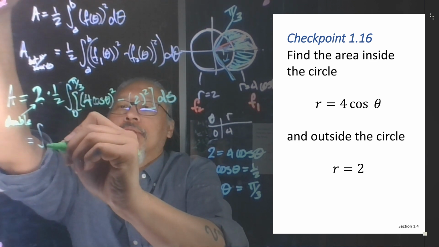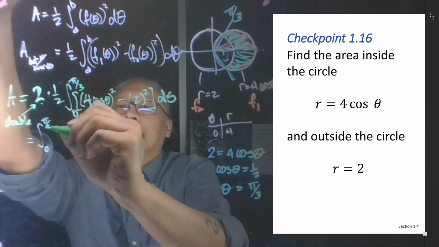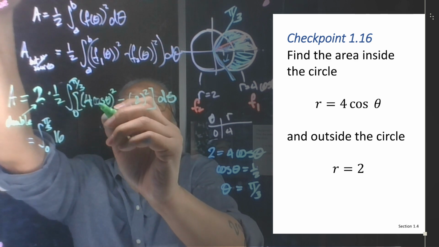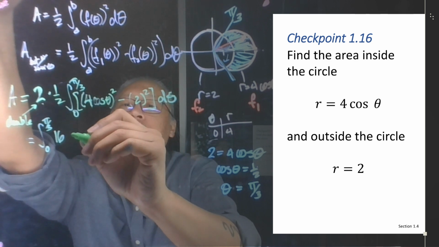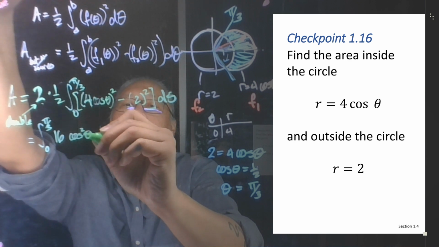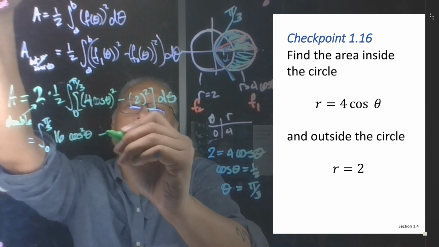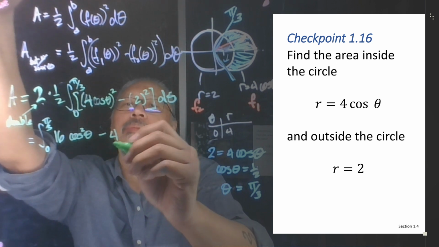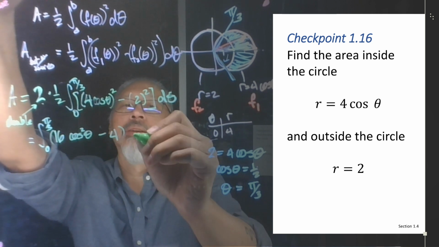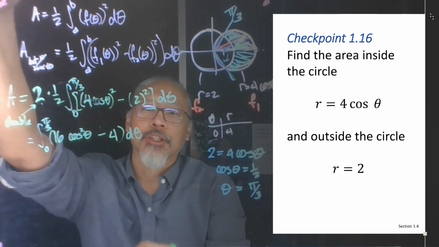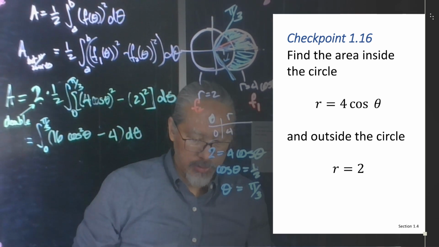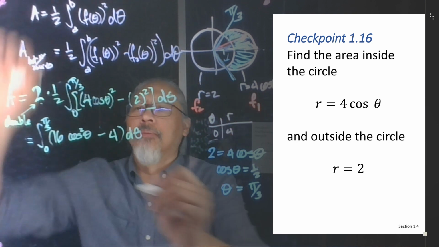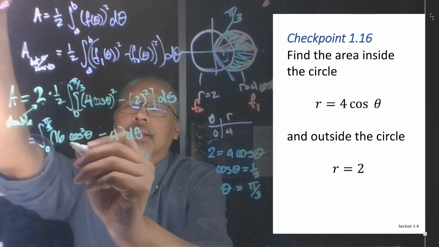All right. So we're integrating from 0 to pi over 3. This is going to be 16 times cosine squared theta. We're going to do the half angle formula again, minus 4. And I think it might be better if we split this up into 2 different integrals. I'm going to switch pens and take the 16 out.